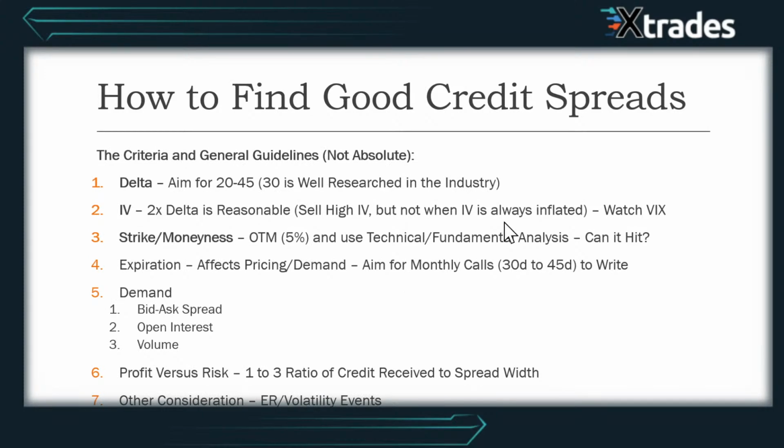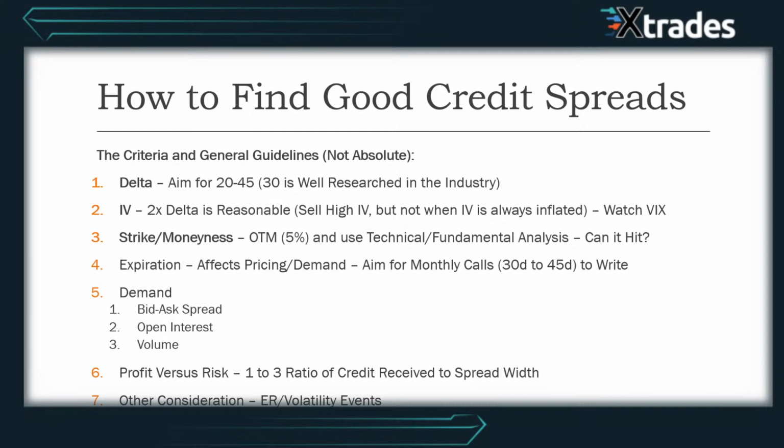So how do you find good credit spreads? So these are just some general criteria and guidelines. They aren't absolute, okay? So it's just for reference. You can play options. There's as many ways to play options as there are options out there. There's so many different strategies. But these are good general guidelines for credit spreads to get you started. If you find a particular niche strategy that works for you, then definitely use that, right?